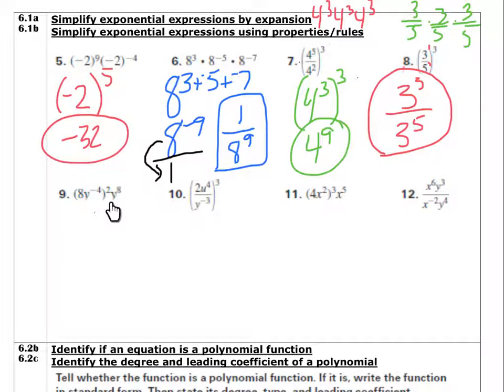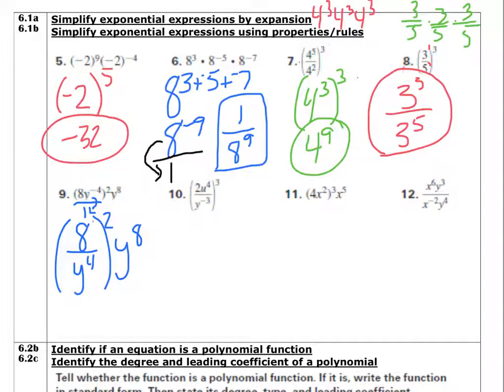Number 9 here can be handled a variety of ways also. One thing you could do first is you can get rid of the negative exponent here by bringing it down in the fraction, or you can distribute the 2. Let's go ahead and get rid of the negative exponent first. So what I'm going to do is put this over 1, and I'm going to bring the y to the 4th down. So we're going to have 8 y to the 4th. Don't forget this whole thing is squared, and then it's y to the 8th.